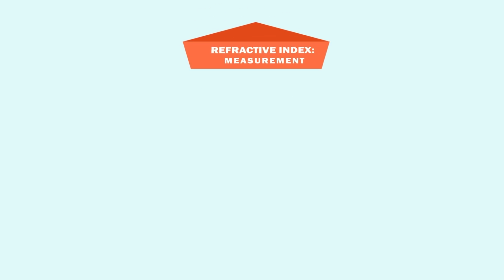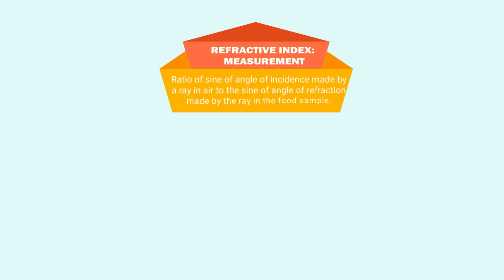How do you measure the refractive index? Refractive index is nothing but the sine of the angle of incidence made by a ray in air to the sine of the angle of refraction made by the ray in the food sample. Say for example, this one. This theta A is the angle of incidence of light in air, and theta B is the angle of refraction of light in the medium whose refractive index you are measuring. So the ratio of sine theta A divided by sine theta B would be the refractive index.